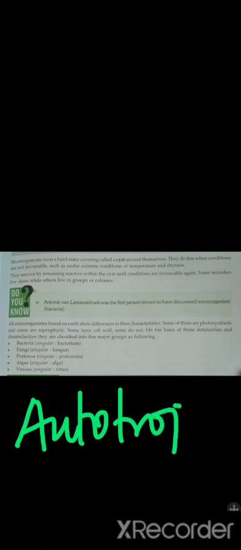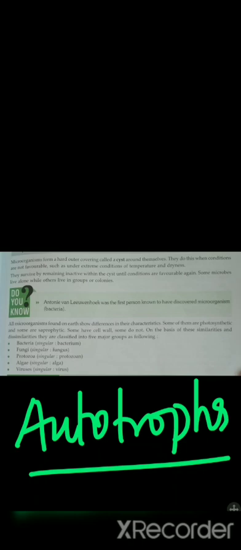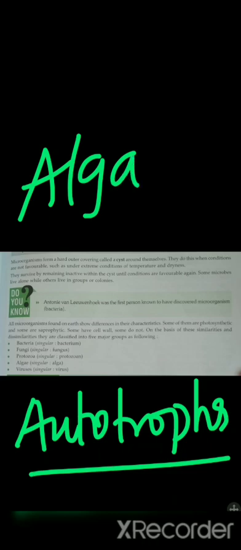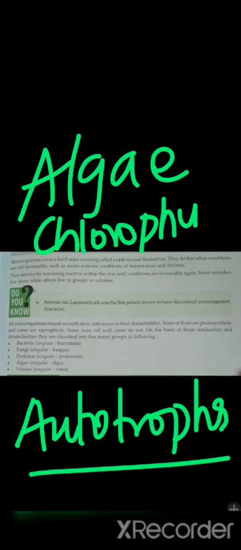Coming to the different kinds of microorganisms, we have different kinds. Usually we term autotrophs for the organisms which prepare their own food. Even among these we have autotrophs like algae, which contain chlorophyll. Those organisms prepare their own food, they won't depend on other organisms, so there is no parasitic kind found in this kind of organism.